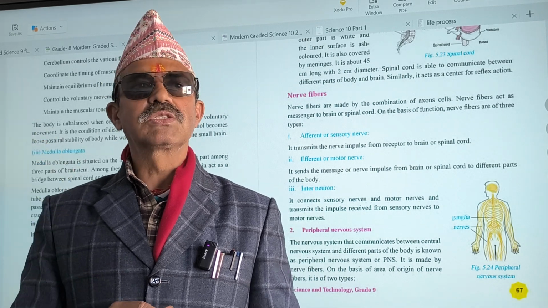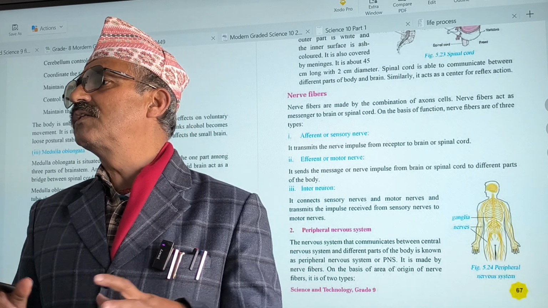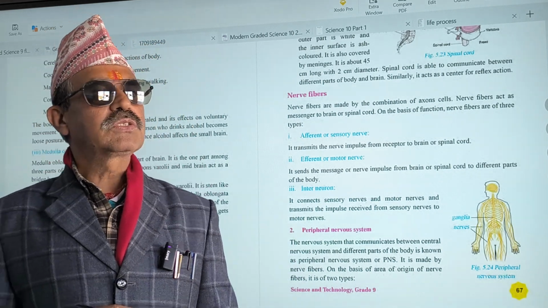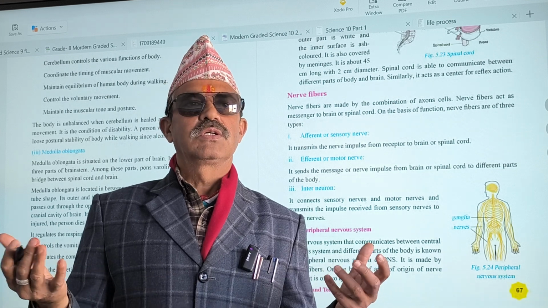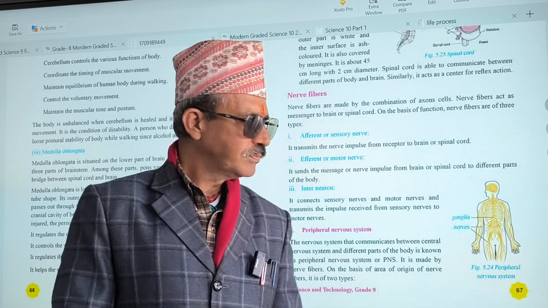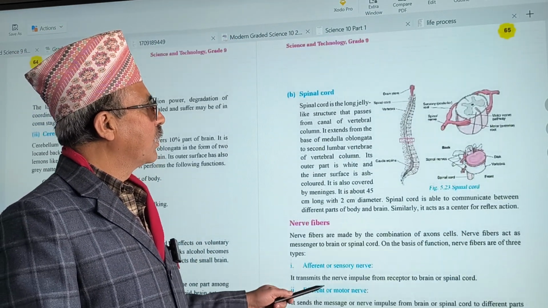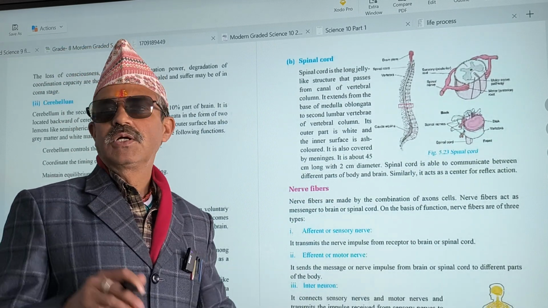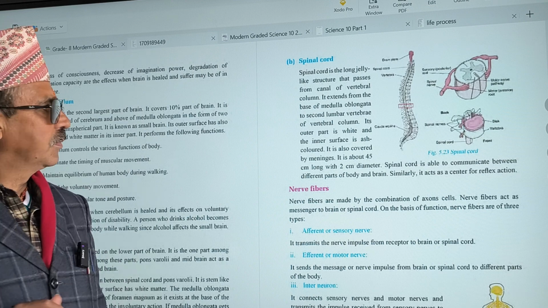So cerebrum is the main control center, and if there is damage in cerebrum, persons will go into coma. They can't respond to the stimuli. And if there is a problem in medulla oblongata, at that time the person will die immediately. There is sudden death. Remember.